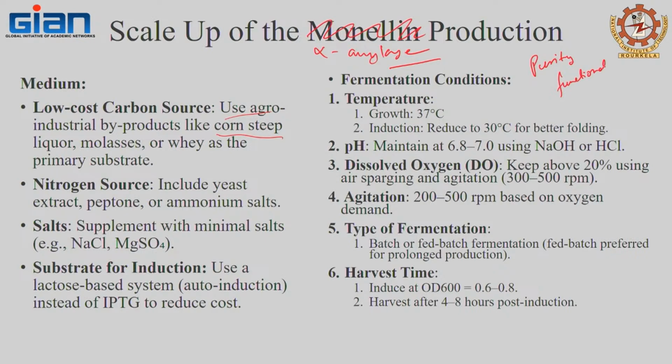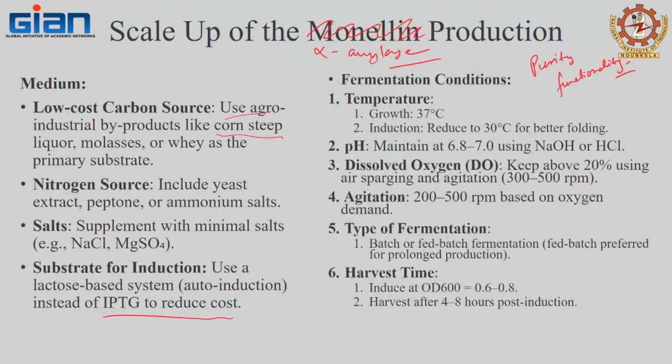And the next one is salt, which is commonly supplied as sodium chloride and magnesium sulfate, and substrate for the induction. Specifically we will be using a lactose based system instead of IPTG. For fermentation conditions, in the initial case we will follow a growth temperature of almost 37 degrees Celsius, and during the induction period it is 30 degrees Celsius. And IPTG is isopropyl beta D thiogalactopyranoside.